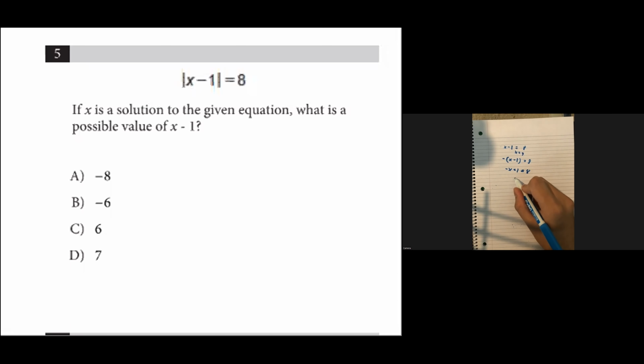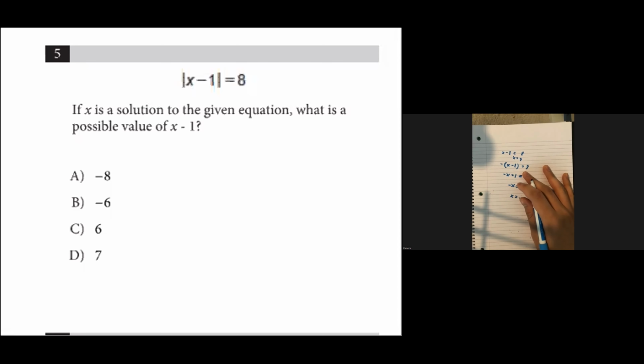We subtract 1 from both sides. So we get negative x equals 7. And we would get x equals -7. Or wait, no, sorry, that's wrong. We would add 1 or sorry, I messed that up. The answer choice to this one should be A, which is -8. I accidentally messed that up. Sorry.